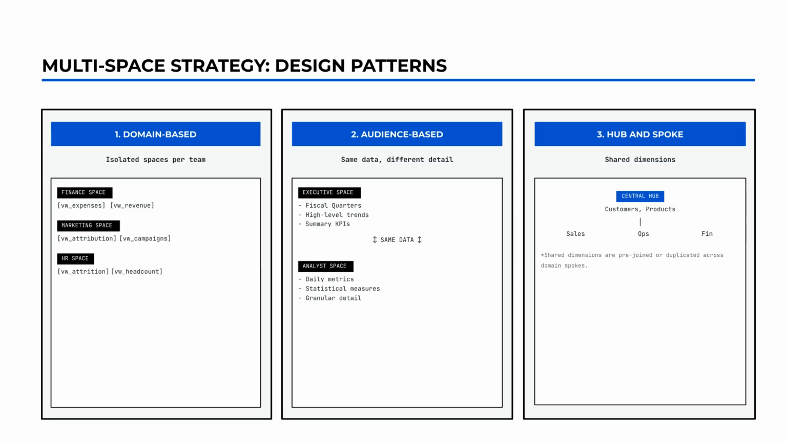Now let's talk about scaling Genie across a large organization. One space is perfect for a pilot, but real enterprise deployments need a smart multi-space strategy. There are 3 proven design patterns that work extremely well. First, domain-based spaces.